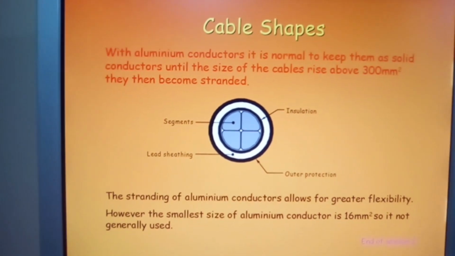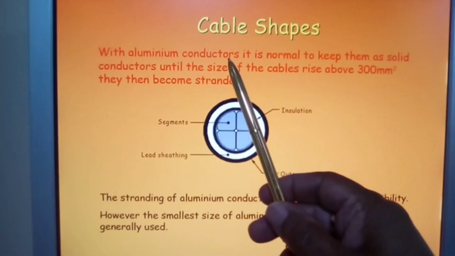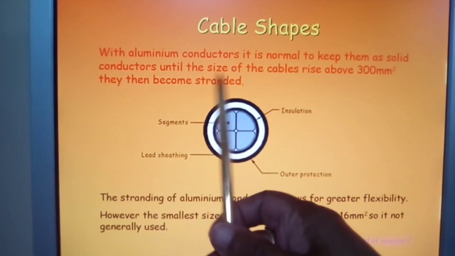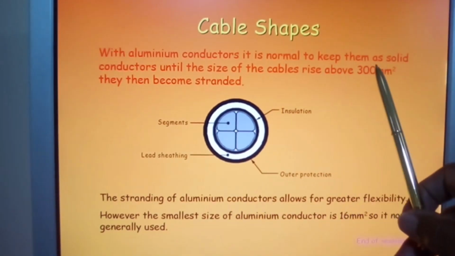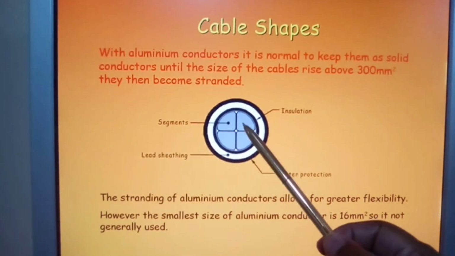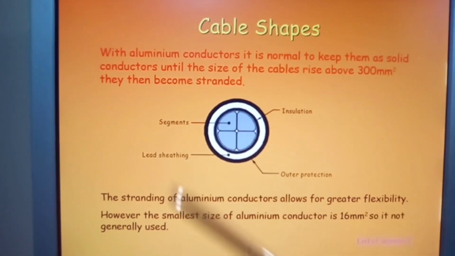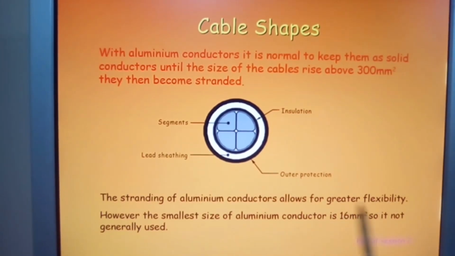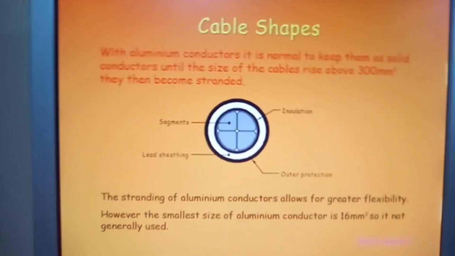Cable shapes. With aluminium conductors, it is normal to keep them as solid conductors until the size of the cables rises above 300 millimeters square. They then become stranded. Again, here we have solid core aluminium conductors. The stranding of aluminium conductors allows for greater flexibility. However, the smallest size of stranded aluminium conductor is 60 millimeters square, so it is not generally used.